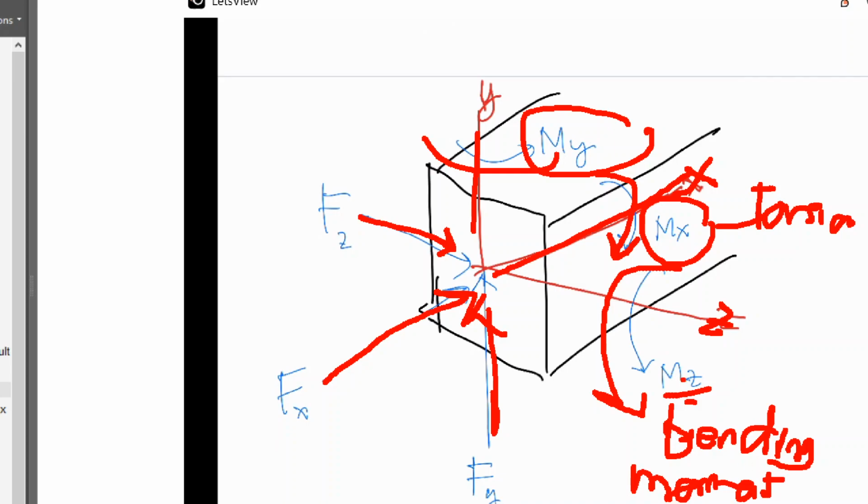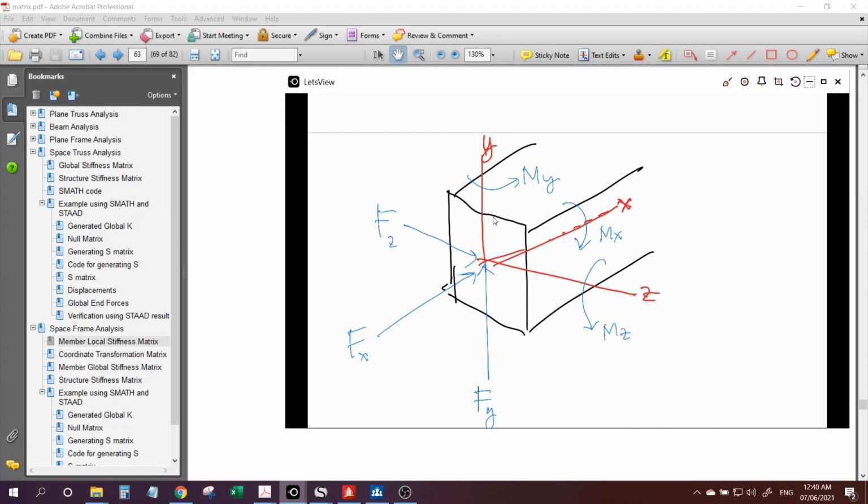Okay, and this Fy and Fz are the shearing forces, while Fx is the axial force. Okay, so we have 6. So therefore, we have 6 on both ends of the member. So 6 plus 6 is 12 in each element. So 6 per node.